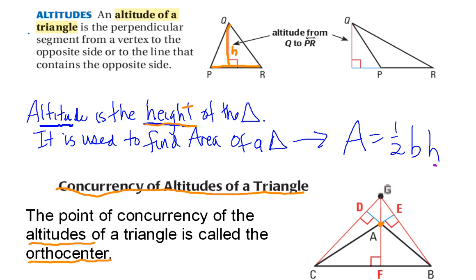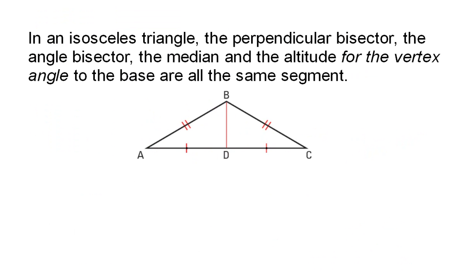So be sure to write these concepts down in your notes: the definition of altitude, maybe a quick sketch of that. Also, the point of concurrency of the altitudes, maybe a sketch of this triangle and the orthocenter. We've got one more concept.